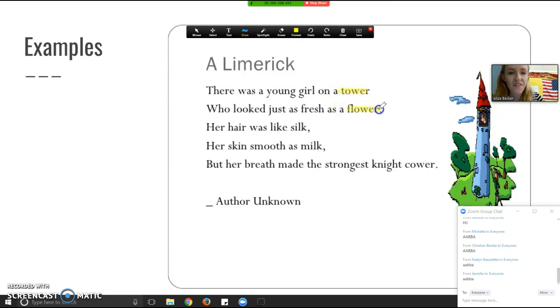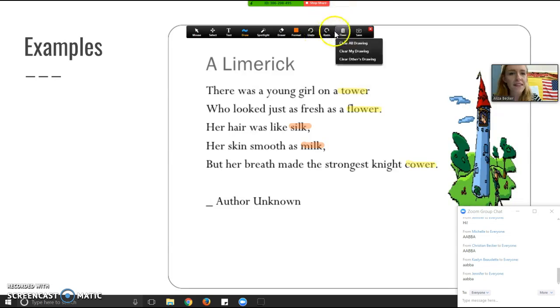Excellent. Power, flower, and cower. And just like we learned before, those are in lines 1, 2, and 5. And what are our other 2 words that are rhyming that are going to be our B, B? And do you know what 2 words rhyme? Excellent. Silk and milk. So now we have our rhyme scheme A, B, B, A.